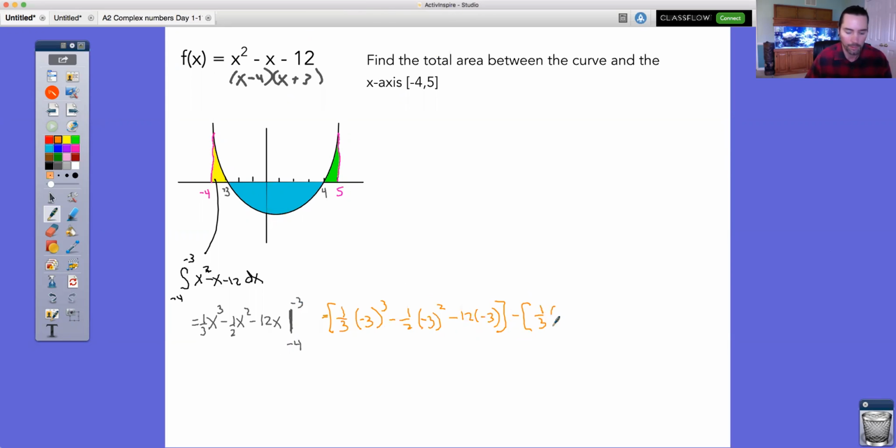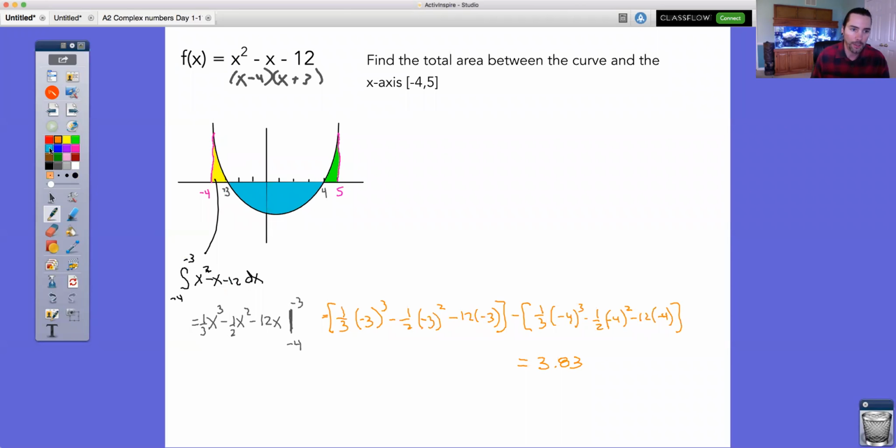1/3, plugging in -4 cubed, minus 1/2 -4 squared, minus 12, plugging in -4. All right, for time-saving purposes, using a 4-function calculator to calculate all of that, you will get 3.83. So the area of everything in yellow is 3.83.